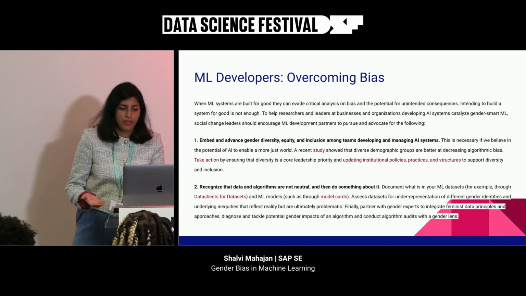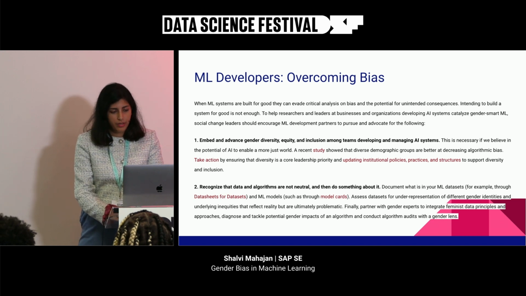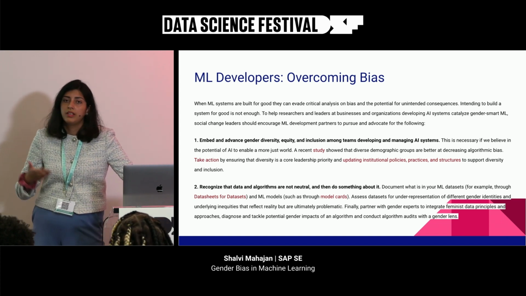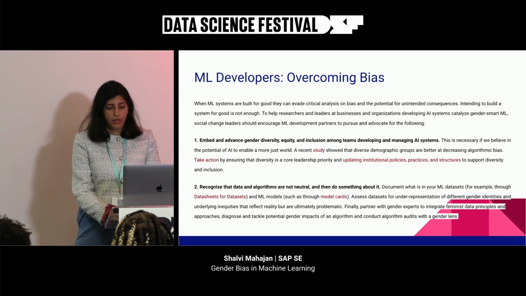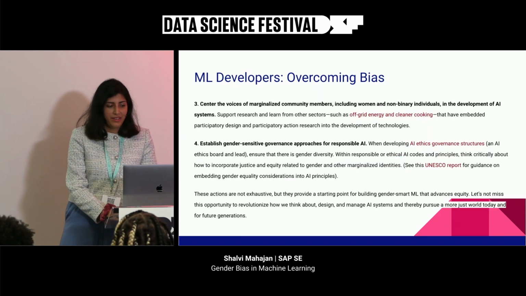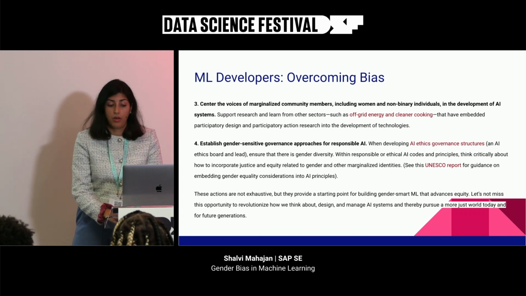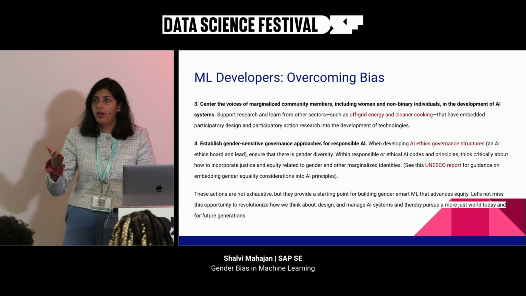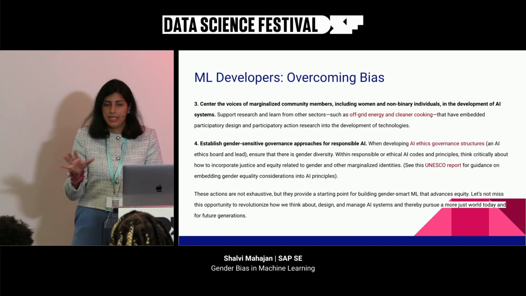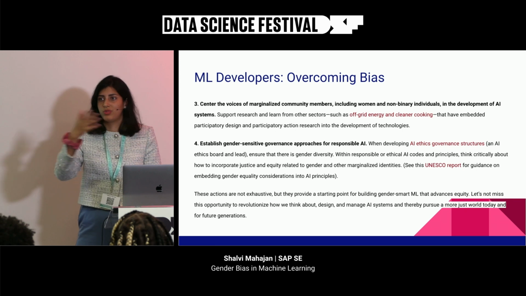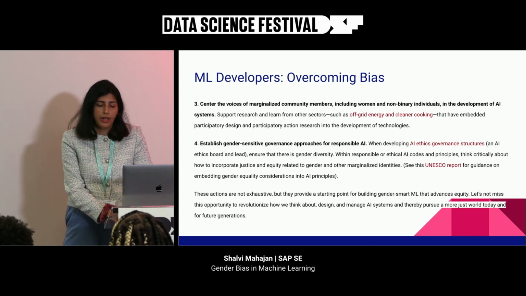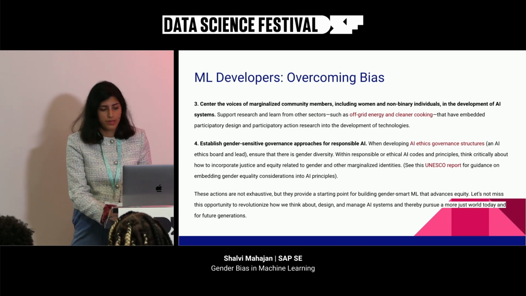So I guess I've covered most of it, but we can also go by that. For the machine learning developers, we need to embed and advance gender diversity, equity, and inclusion among the teams developing the AI systems. We need to recognize that data and algorithms are not neutral and do something about it. Center voices of marginalized community members, including women and non-binary individuals, in the development of AI systems, and establish a gender-sensitive governance approach. For responsible AI, I don't know if you've heard about this, responsible AI makes sure that when developing the algorithms, all the ethics and everything is ensured in your machine learning model when it goes to production and when it goes to the normal people to work on. So responsible AI is one good example, but we need to establish such gender-sensitive rules there.